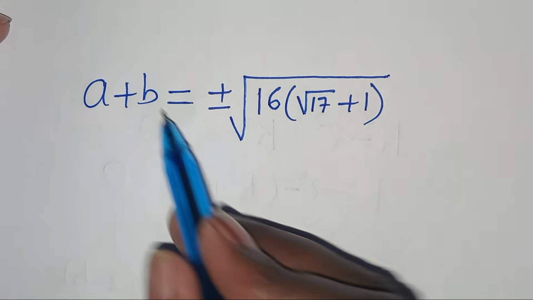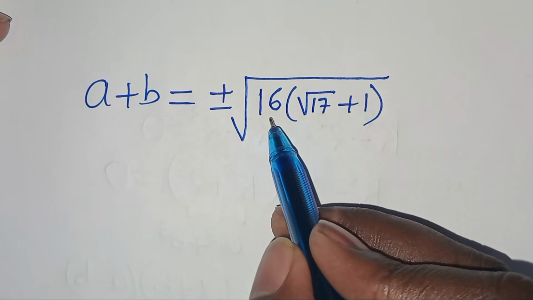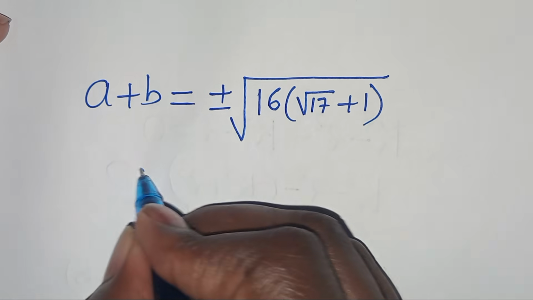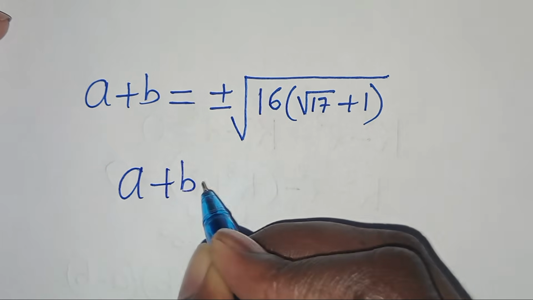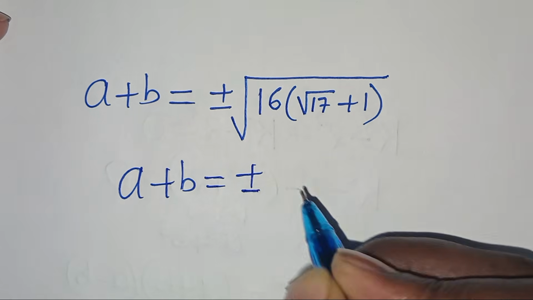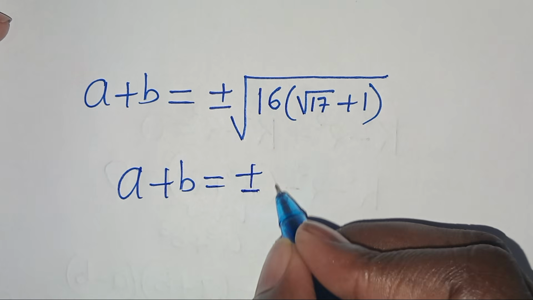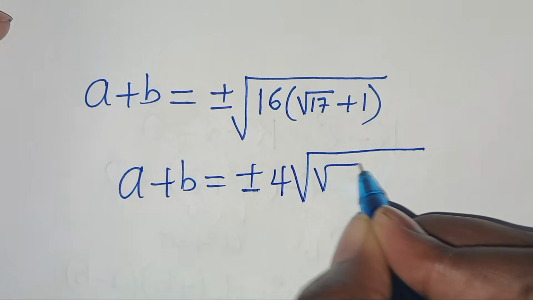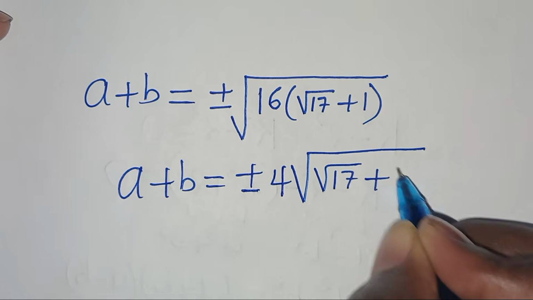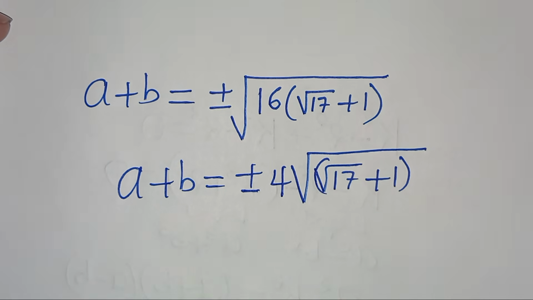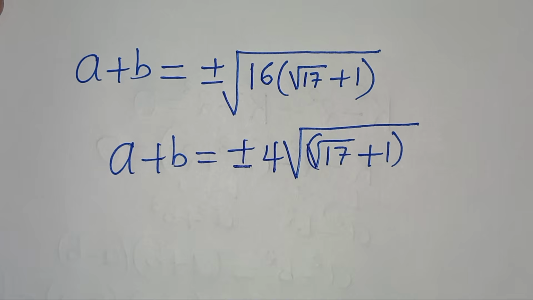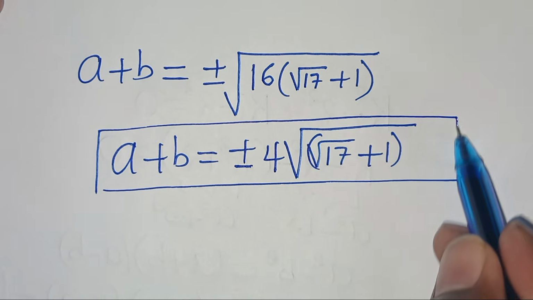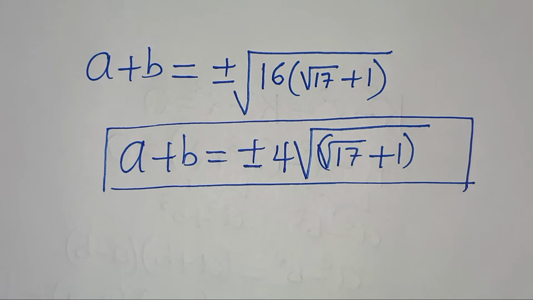So we have a plus b equal to plus or minus the square root of 16 into the parentheses root 17 plus 1. This implies that a plus b is equal to plus or minus the square root of 16, which is actually 4, times the square root of root 17 plus 1. So these are the two values of a plus b, and this is the solution to this algebra problem.